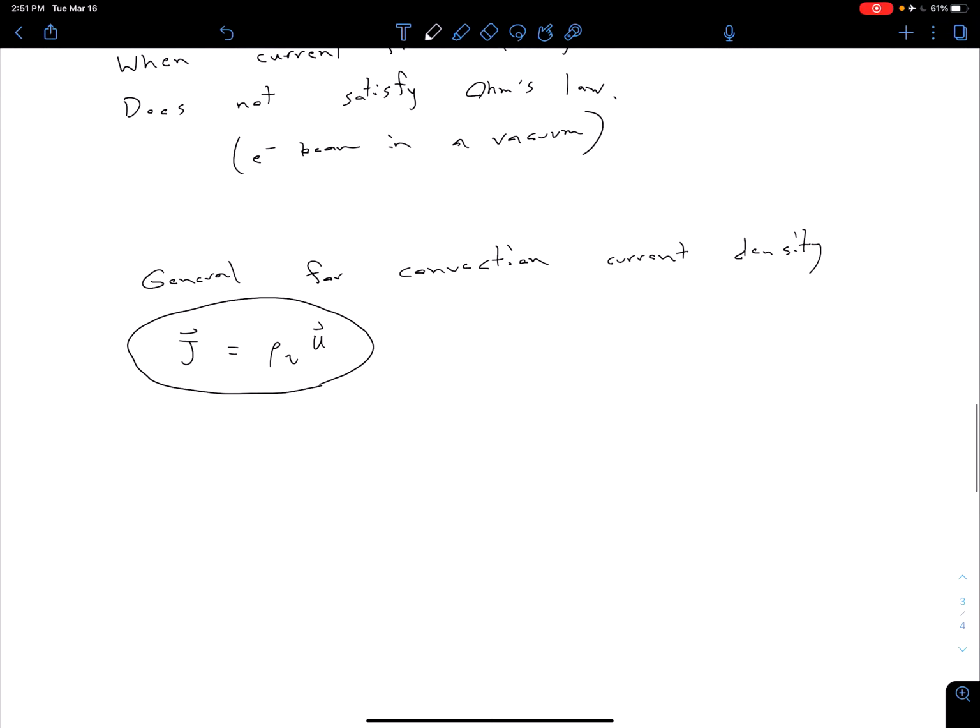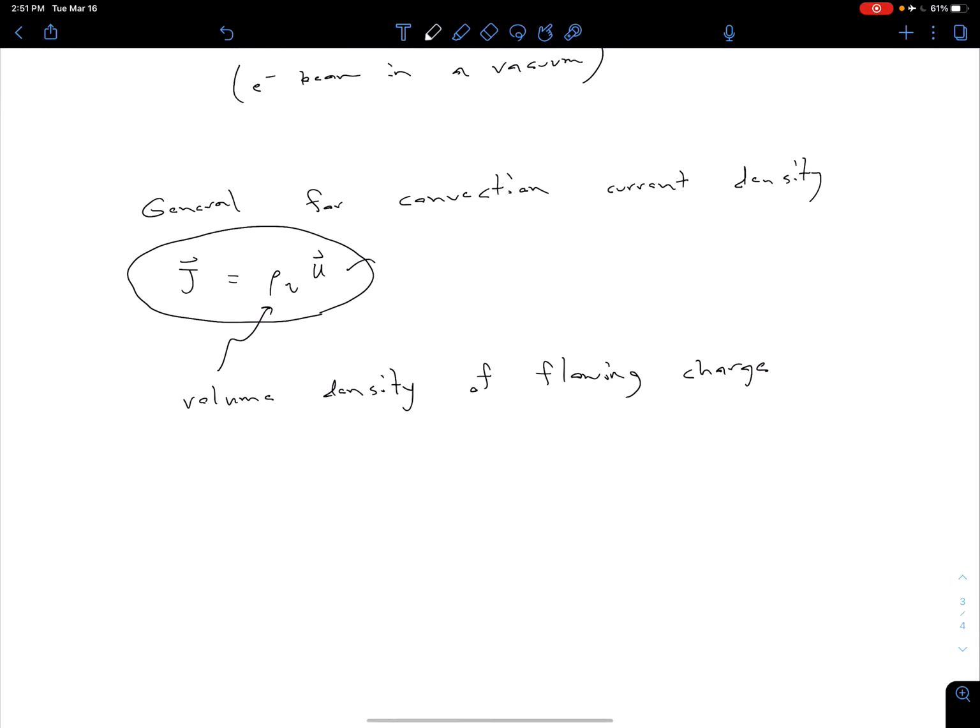Let me define what these two things are. Our rho V here is going to be the volume density of the flowing charge. So in our electron beam example, this electron beam in a vacuum, how many electrons do we have per cubic centimeter, for instance, in that beam? And then we also need to multiply that by this U term, and this U is just going to be the velocity of the charge.